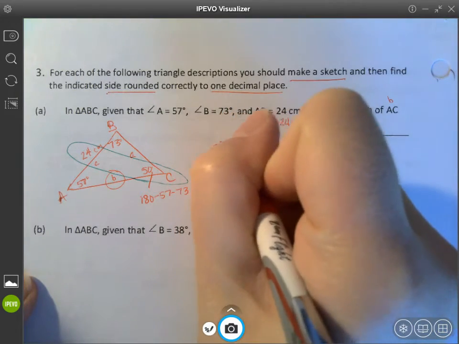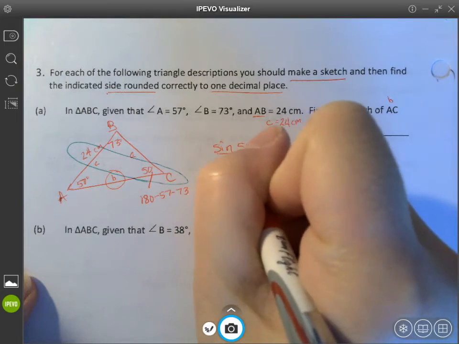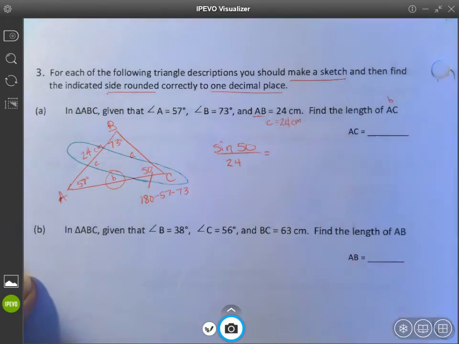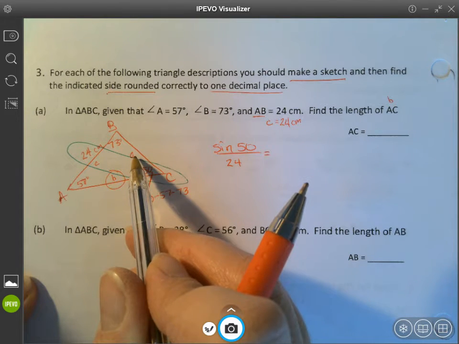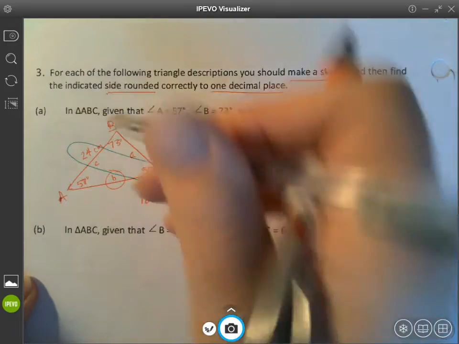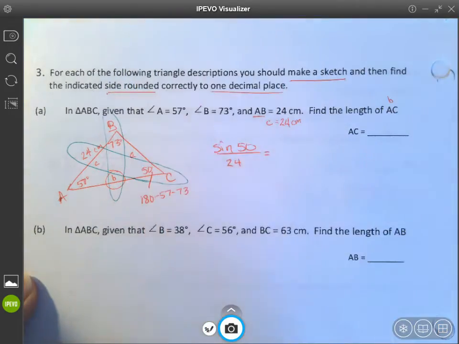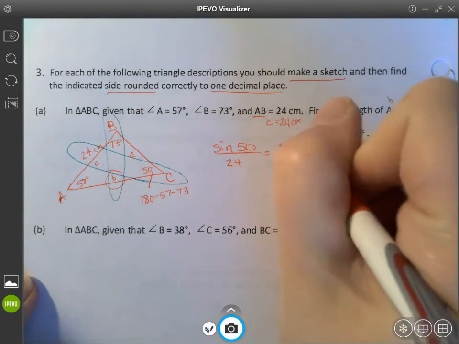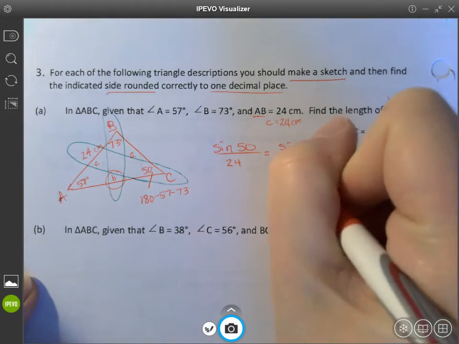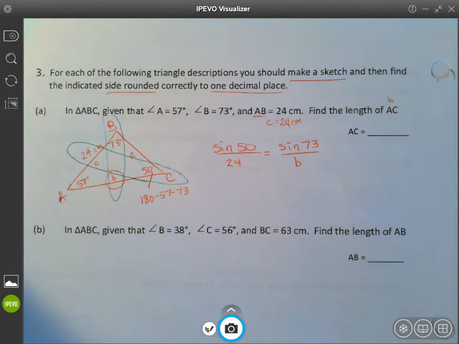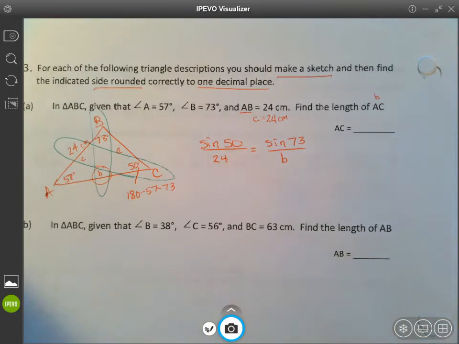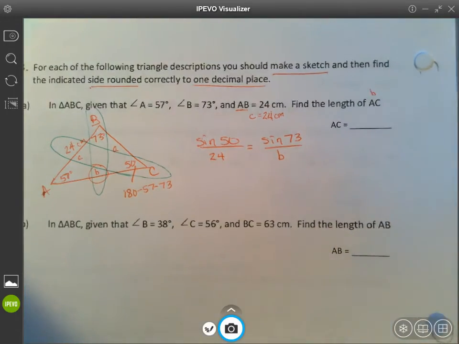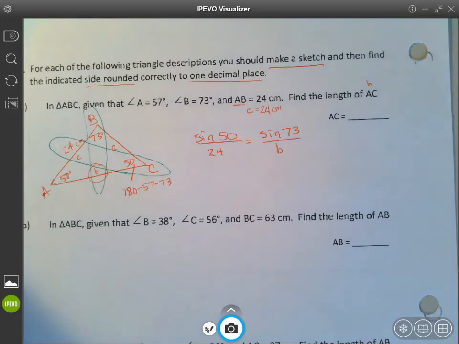Sine of 50 over 24 equals... I know angle A and I could find side A, but they didn't ask for that. They asked for side AC. So I am going to use this: sine of 73 over B. So you are doing the same thing we did in the first 2 problems, problem 1A and problem 2A. You're just going to cross multiply and solve. So take a second. And then we have one more type of problem to look at.